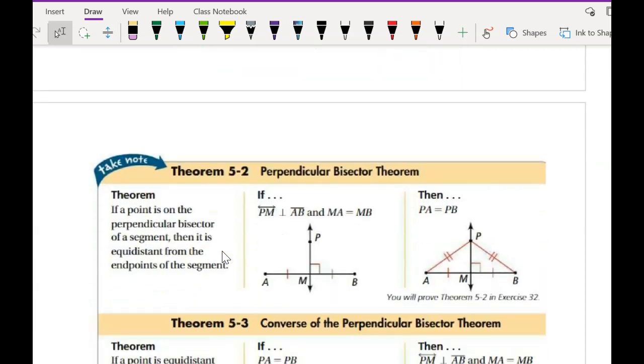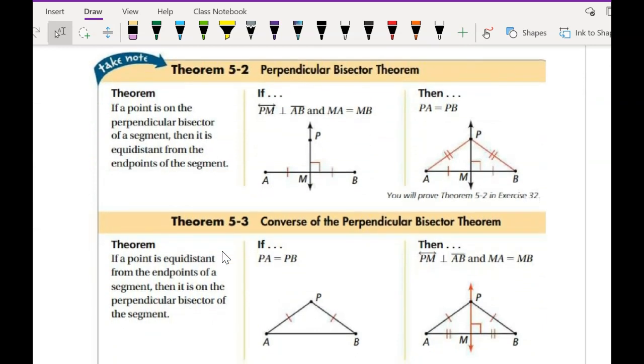Okay, so now let's take a look at our theorem. So now we have the perpendicular bisector theorem. All this theorem says is if a point is on the perpendicular bisector, so with this example, point P is on the perpendicular bisector of a segment, then it is equidistant from the endpoints of the segment. So that means that PA is equal to PB, or that those two segments are congruent.